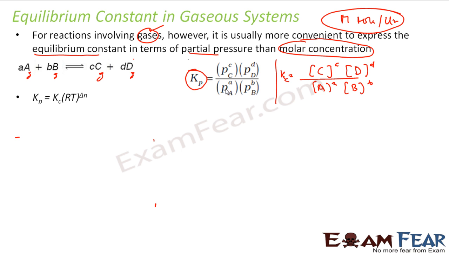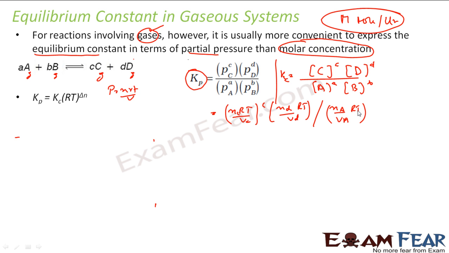See, Kp is this value. So P is equal to, we know that, nRT by V, the gas law. So Pc I can write as nothing but nRT by Vc, nc to the power c. Pressure of D will be what? Moles of D, RT by volume of D, divided by pressure of A will be what? Moles of A by volume of A, RT, to the power a. And pressure of B will be what? Moles of B by volume of B, into RT to the power b.